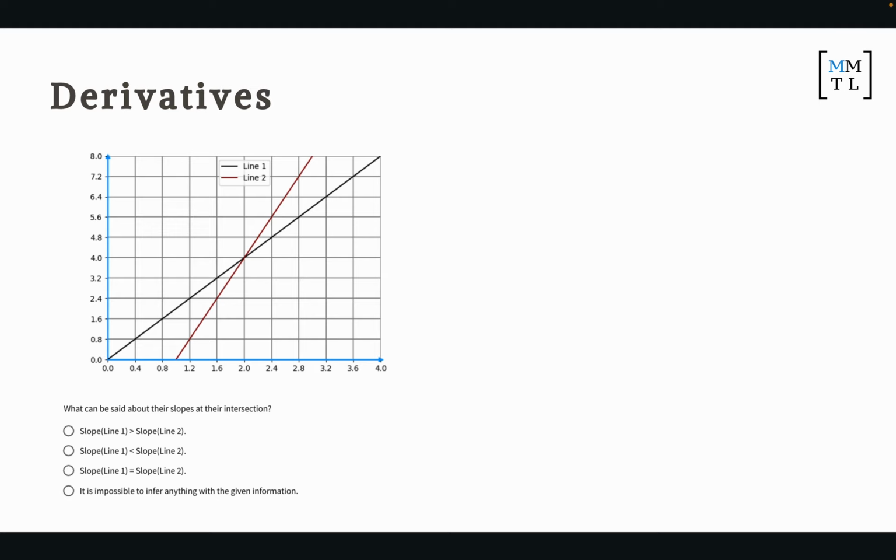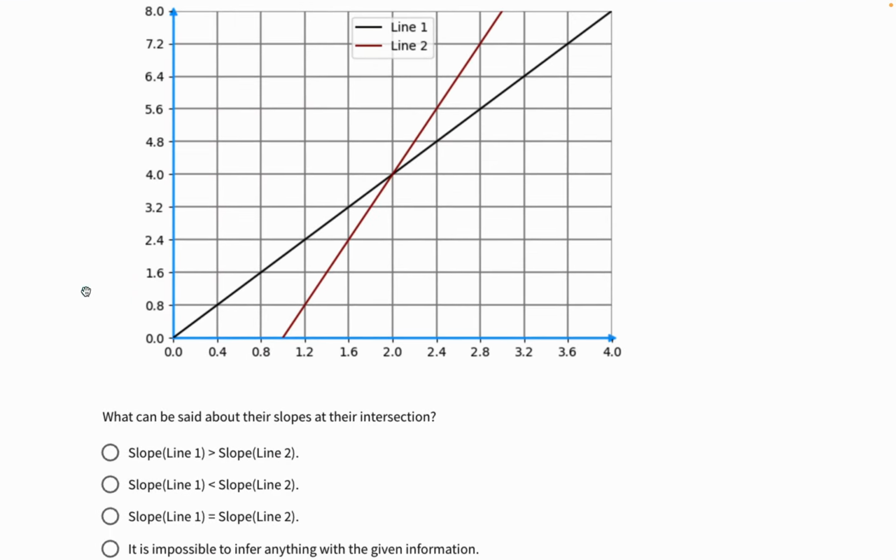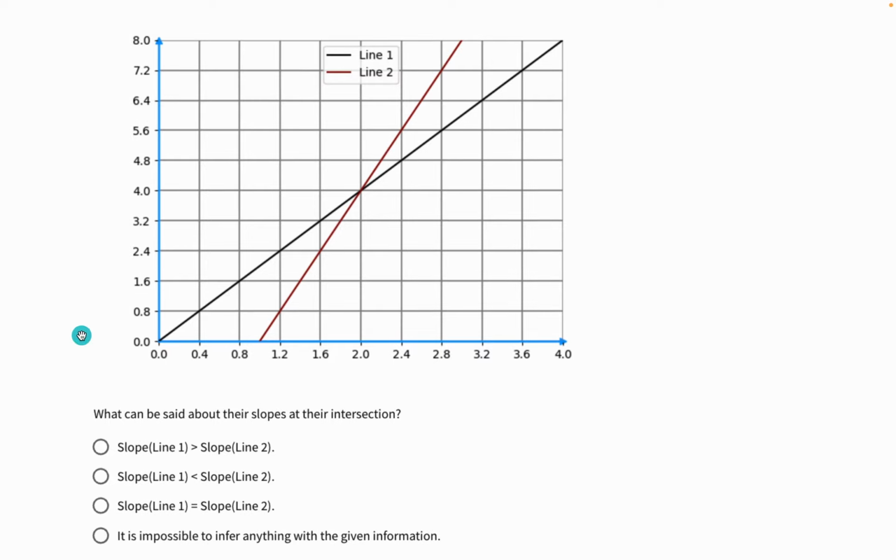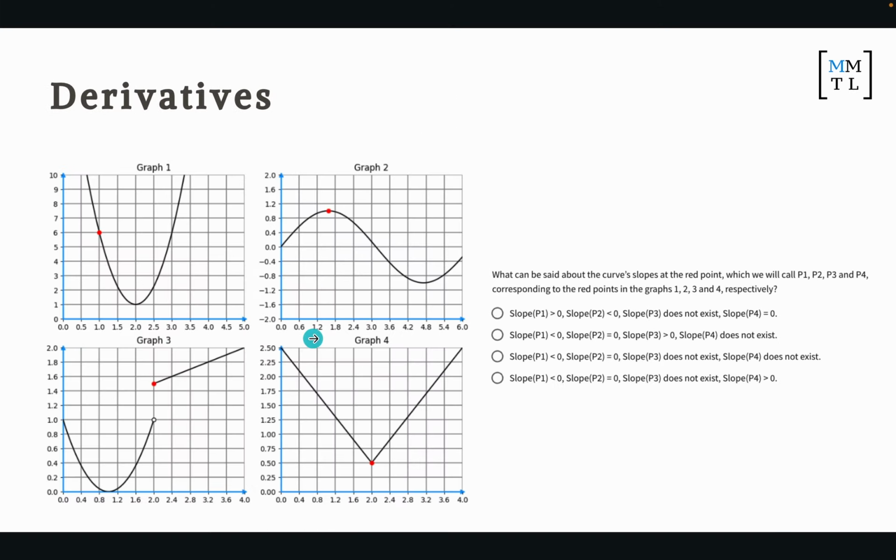So let's go through a couple of revision questions. What can be said about the slopes at the intersection? A bit small. Zoom in a little. Okay, is the slope of line 1 greater than the slope of line 2? Yeah, slope of line 1 less than line 2? Yeah, awesome.